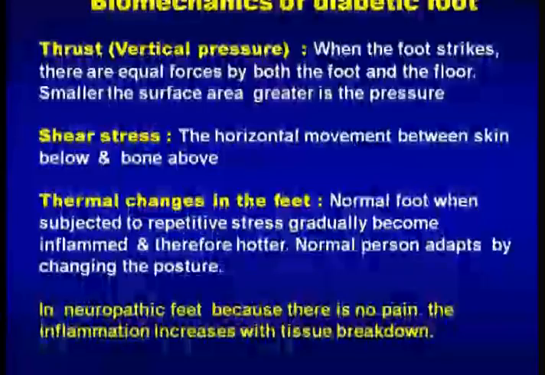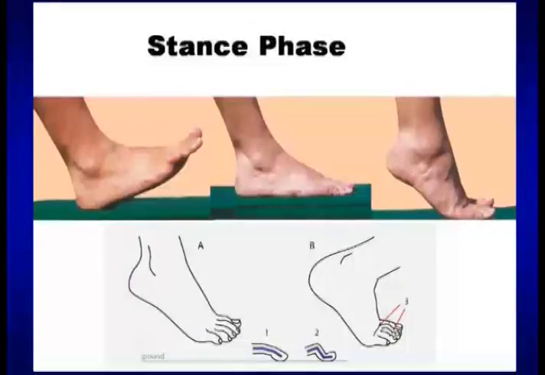And as you can see, this is the stance phase, and this is how our weight bearing is. We start with heel strike. This is the first area which bears the body weight. Then the lateral part of the foot, and most important is the forefoot, which during the takeoff phase bears all the body pressure. And therefore, you will always see that forefoot ulcers are the commonest in diabetic peripheral neuropathy.